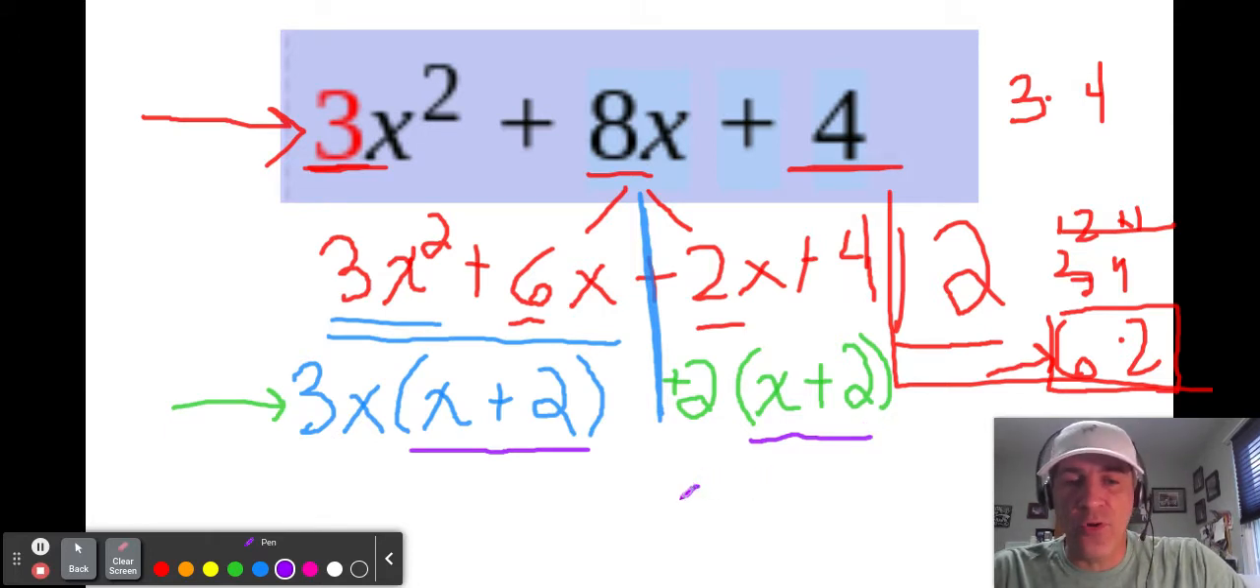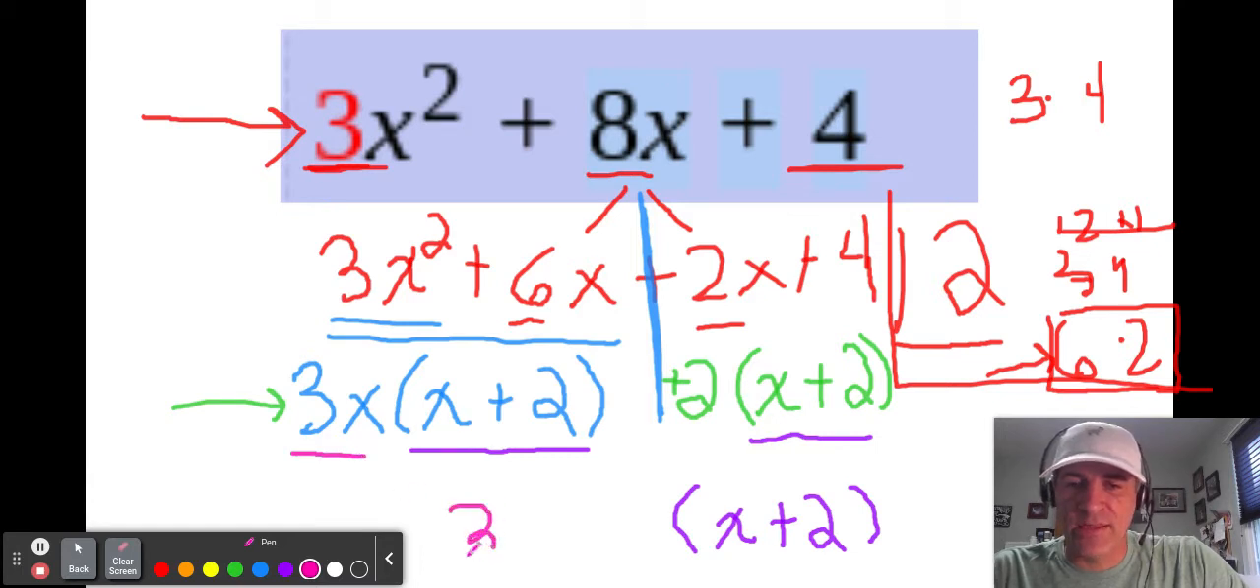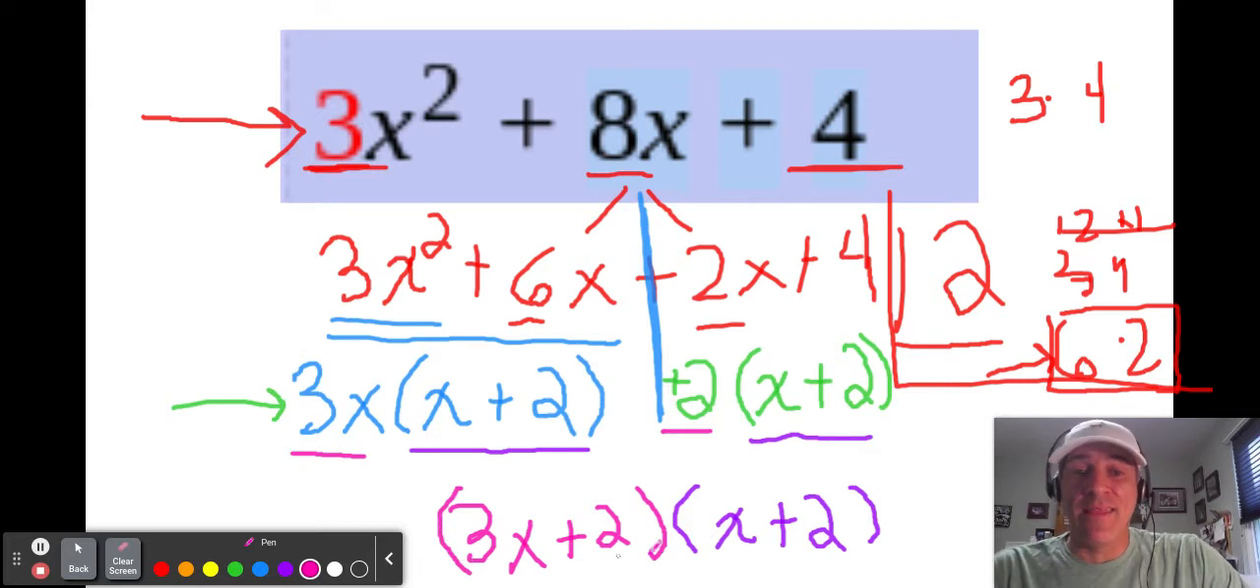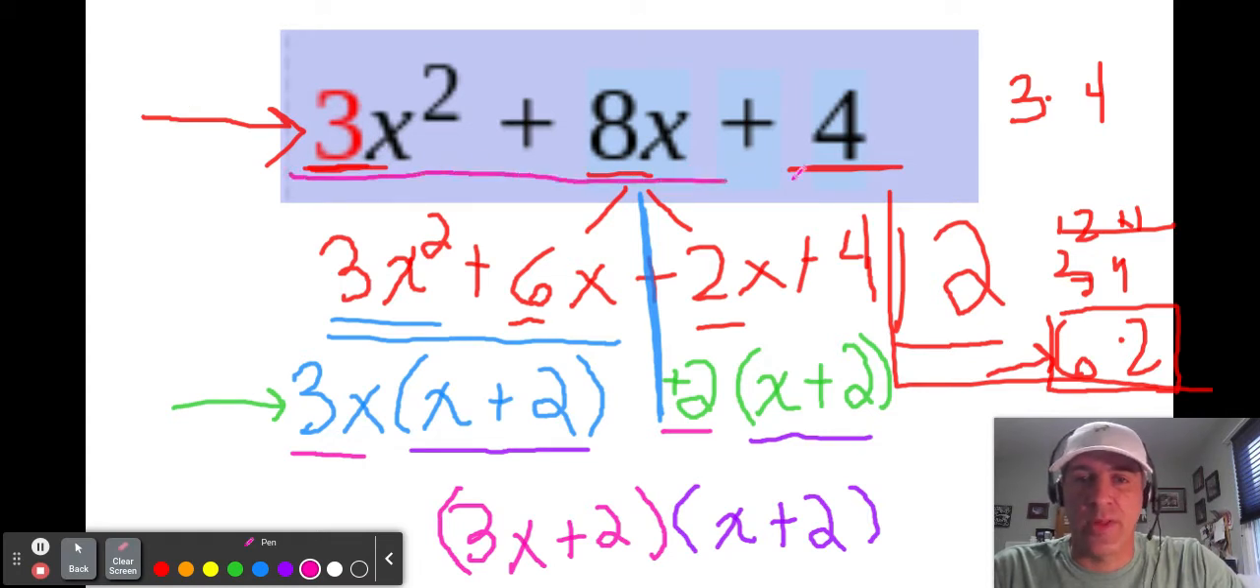So what I now do, that x plus 2 becomes one of my binomials, x plus 2. The second binomial will be made up of what I factored out first, the 3x, and what I factored out in the second grouping, positive 2. And this 3x plus 2, x plus 2, is the factored form of 3x squared plus 8x plus 4. All right?